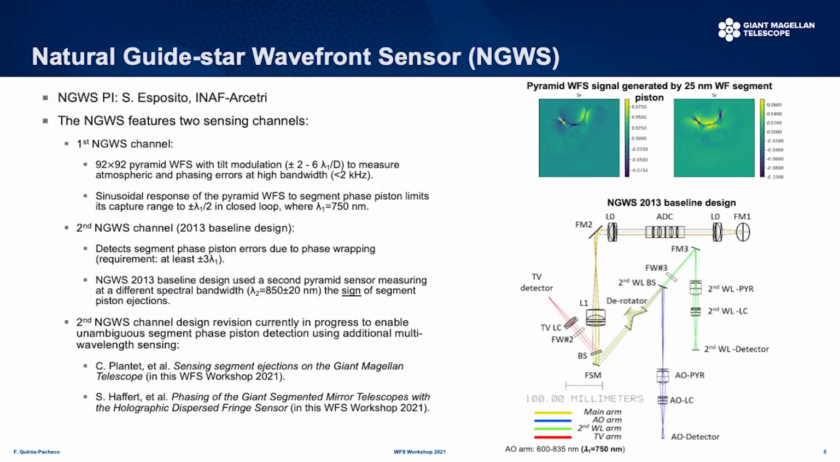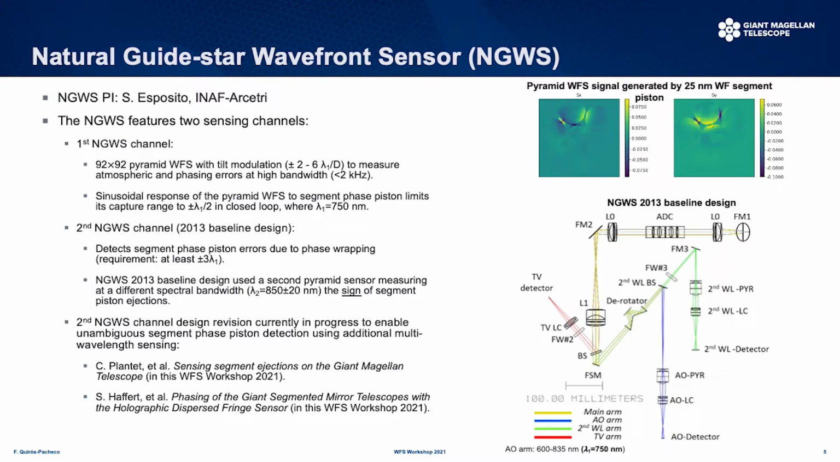The natural guide-star wavefront sensor designed at INAF Arcetri features 2 sensing channels. The first channel utilizes a 92 by 92 subaperture pyramid wavefront sensor with tilt modulation to measure atmospheric and phasing errors at high temporal bandwidths. Because of the well-known sinusoidal response of the pyramid wavefront sensor to segment phase piston errors, its capture range is limited to plus minus half a wave in closed loop. Therefore, a second NGWS channel was needed to detect segment phase piston errors due to this phase wrapping.